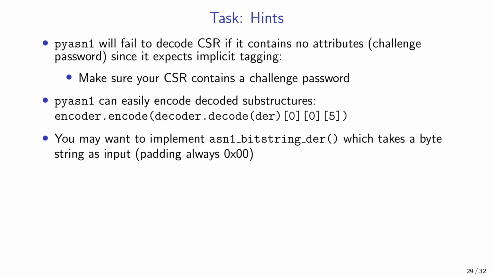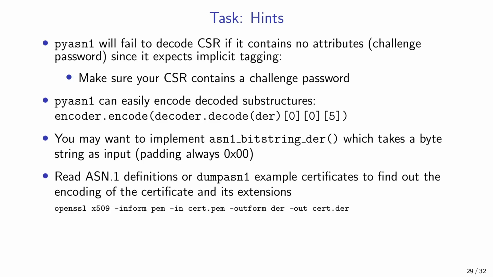Also, you may want to implement an ASN1 bitstring DER function, which takes a DER encoded byte string as an input and encapsulates it into an ASN1 bitstring field. The function should take the content passed to it, prepend a 0 byte, prepend length bytes and a type byte, and return the result. This will be useful when encoding a signature value, because a signature value is encoded as a bit string. Alternatively, you can convert the signature to a list of bits and pass it to the ASN1 bitstring function, which you have already implemented. But adding this extra function consisting of 2 lines may be simpler.